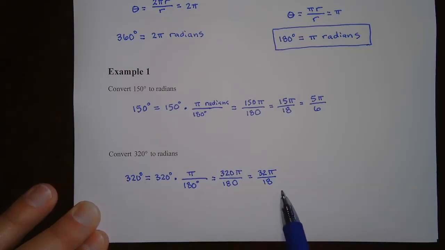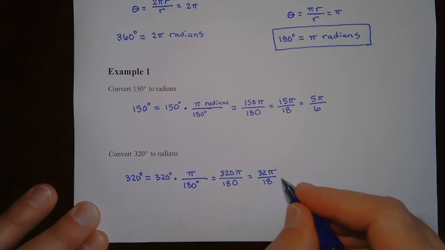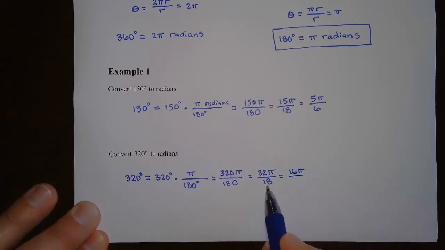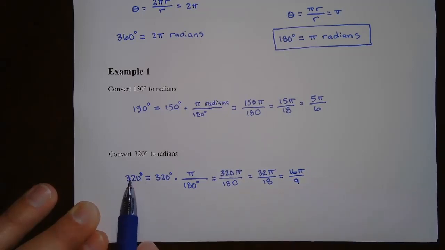And are these divisible by anything else? Yeah, they're both divisible by 2, because they're both even, right? So this becomes 16 pi over, and 18 divided by 2 is 9. So what is this saying? This is telling us that 320 degrees is equivalent to 16 pi over 9 radians, okay? All right, we're going to go to our next example, and what I want to be able to do is the reverse of this. So I'm going to give you an angle in radians, and we're going to convert it to degrees, okay? And that's what we're going to do next.